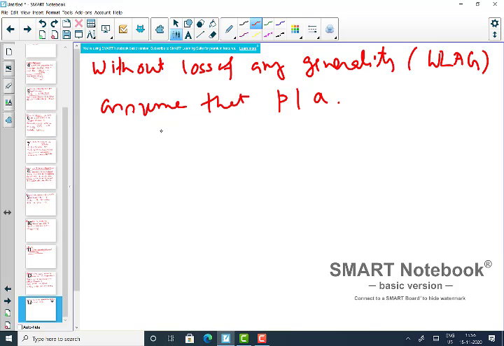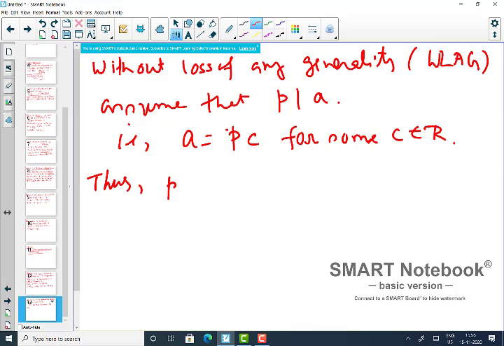Okay, so if P divides A, it means A equals P times something, say C, for some C belongs to R, right? So what does that mean? Thus, you remember P equals AB, we started, and we just now learned that P divides A means A equals PC, means you can write PC times B. And this implies that P times (1 minus BC) equals 0.